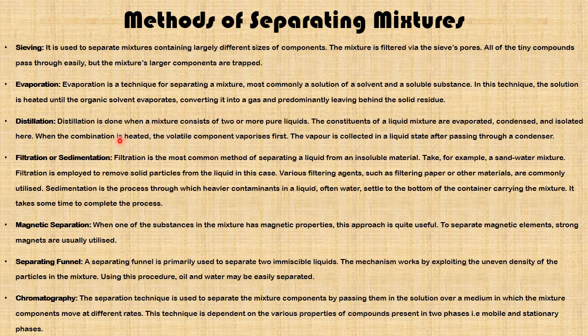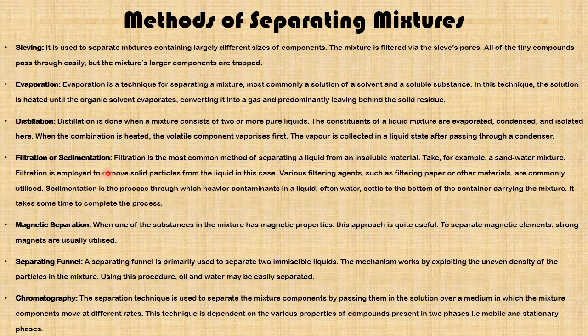Now, distillation is done when a mixture contains two or more pure liquids. The constituents of a liquid mixture are evaporated, condensed, and isolated here. When the combination is heated, the volatile component vaporizes first. The vapor is collected in a liquid state after passing through a condenser.